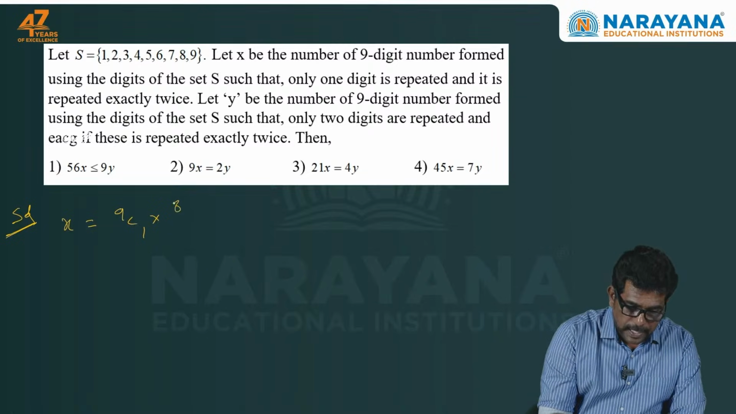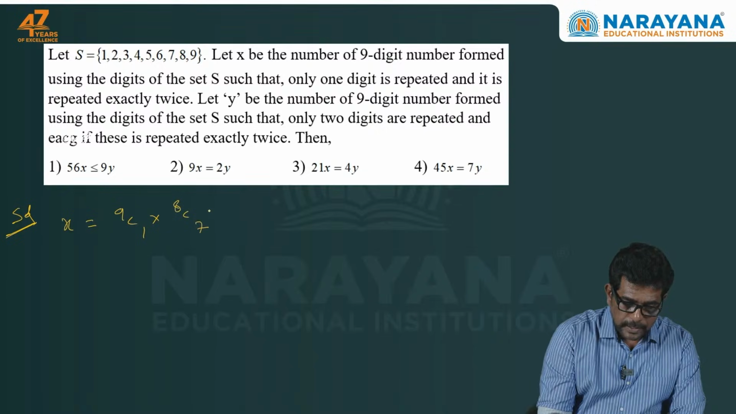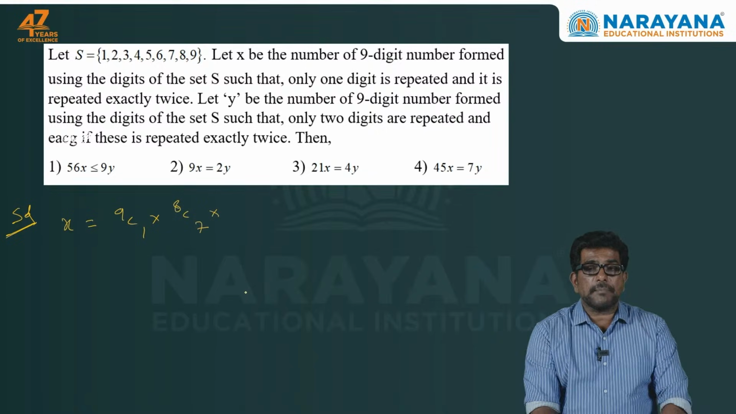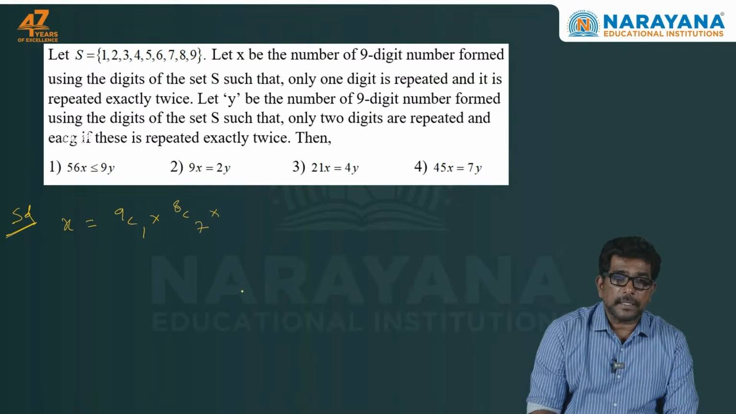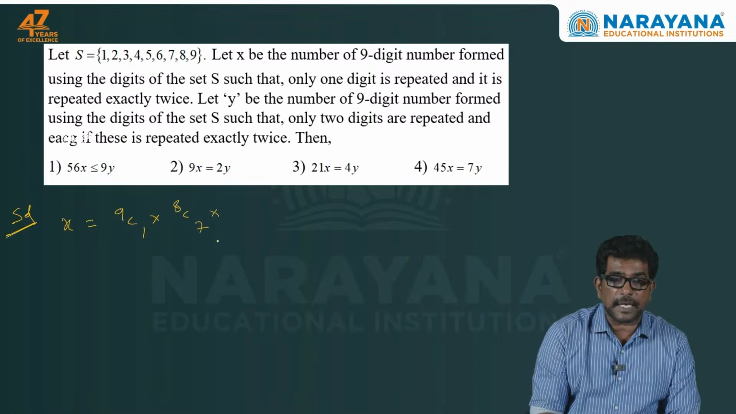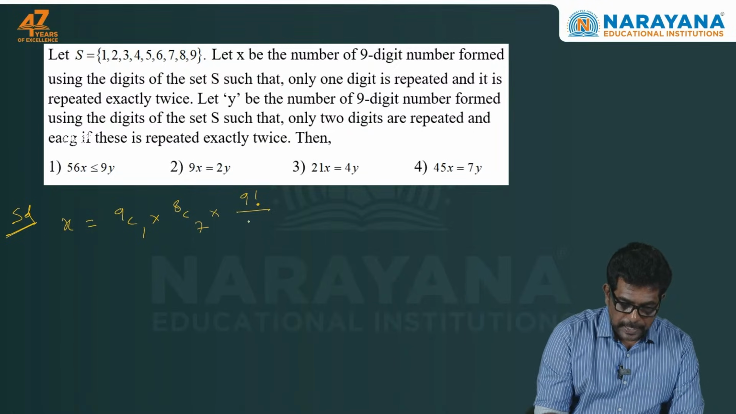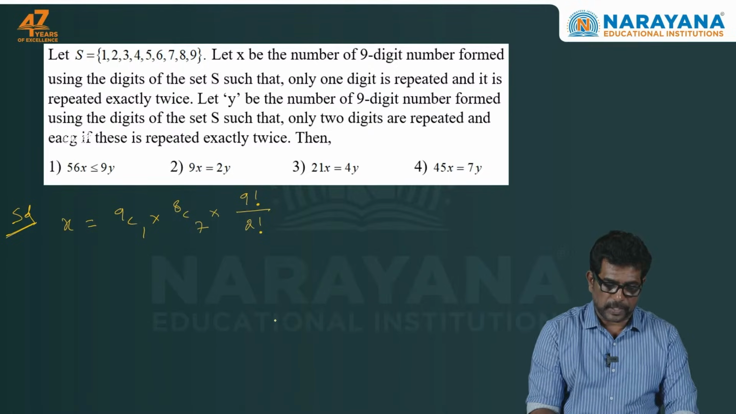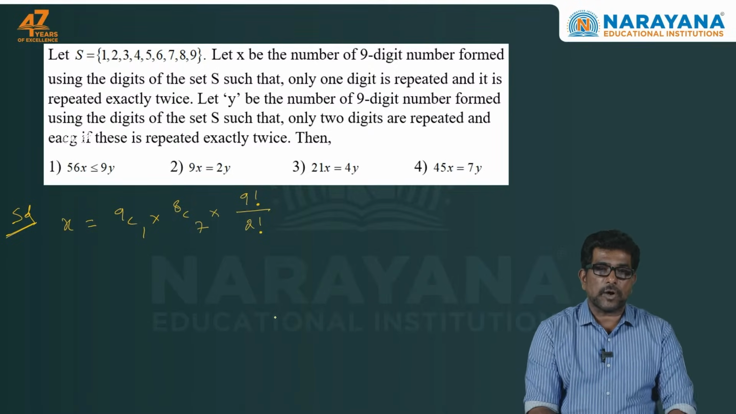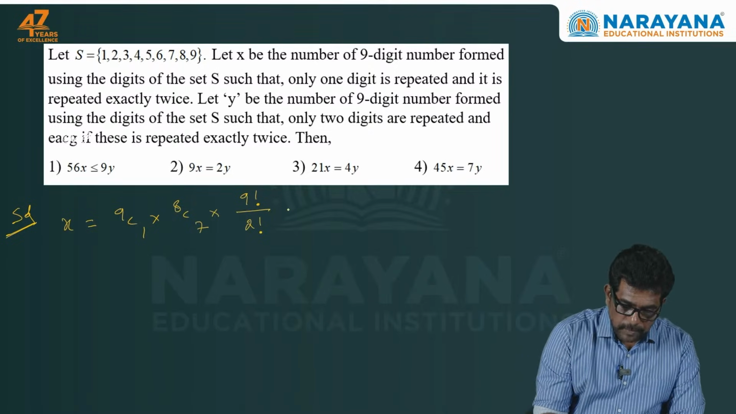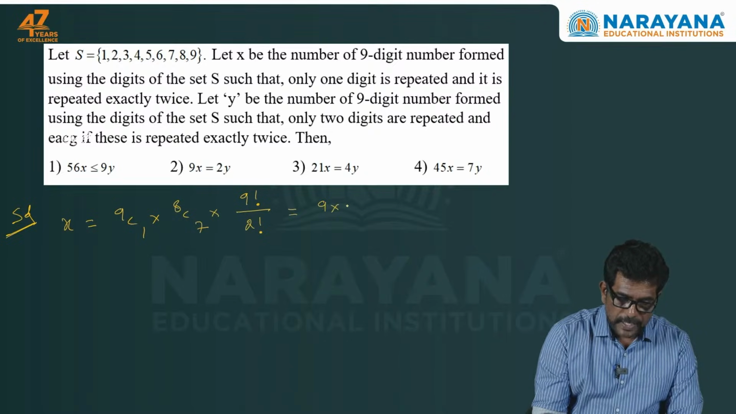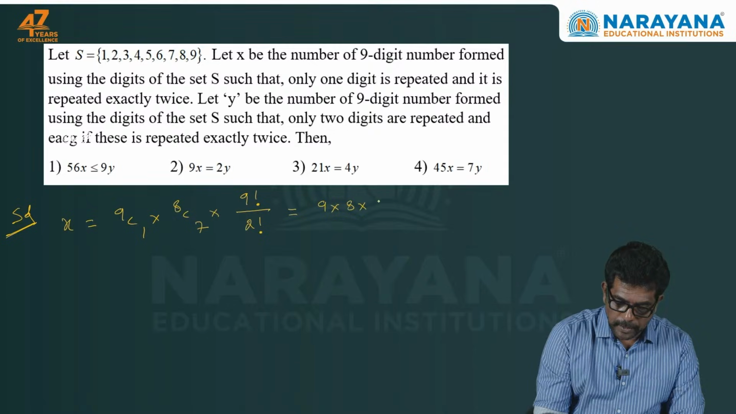That is, it can be done in 8C7 ways into, now the total number of digits we have is 9. That is, 1 is repeated and 7 are distinct. Total 9. 9 can be arranged in 9 factorial by 2 factorial, since 2 digits are repeated. This is the value of X. Now we are going to simplify this one. That is equal to 9 into 8C7, which is 8, into 9 factorial by 2.